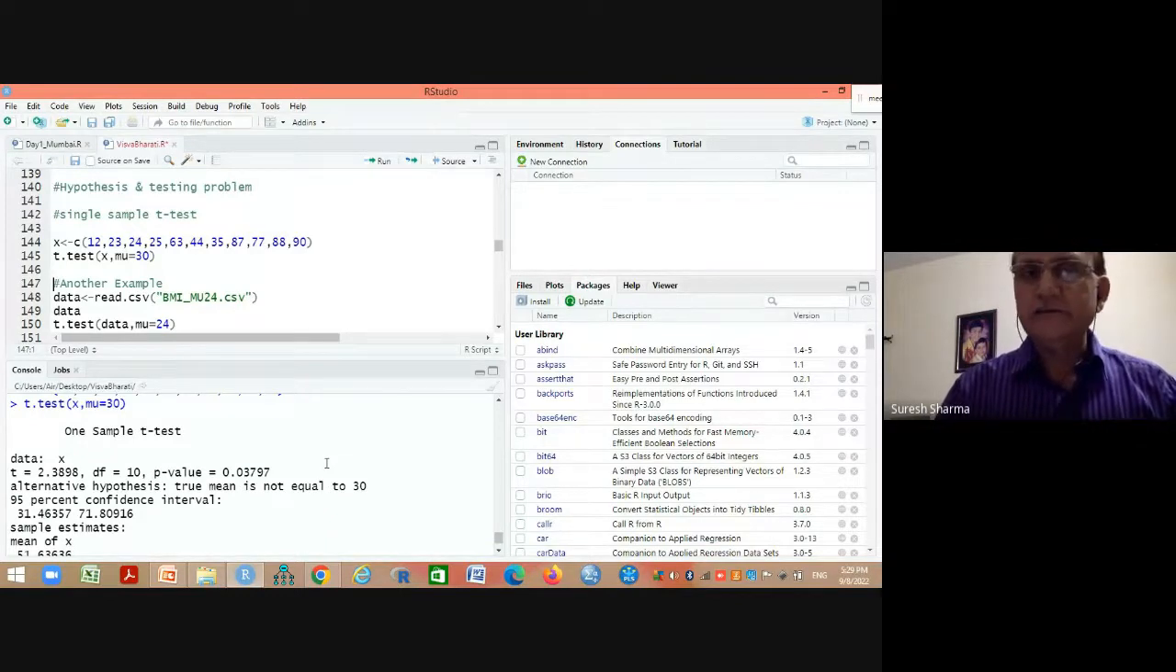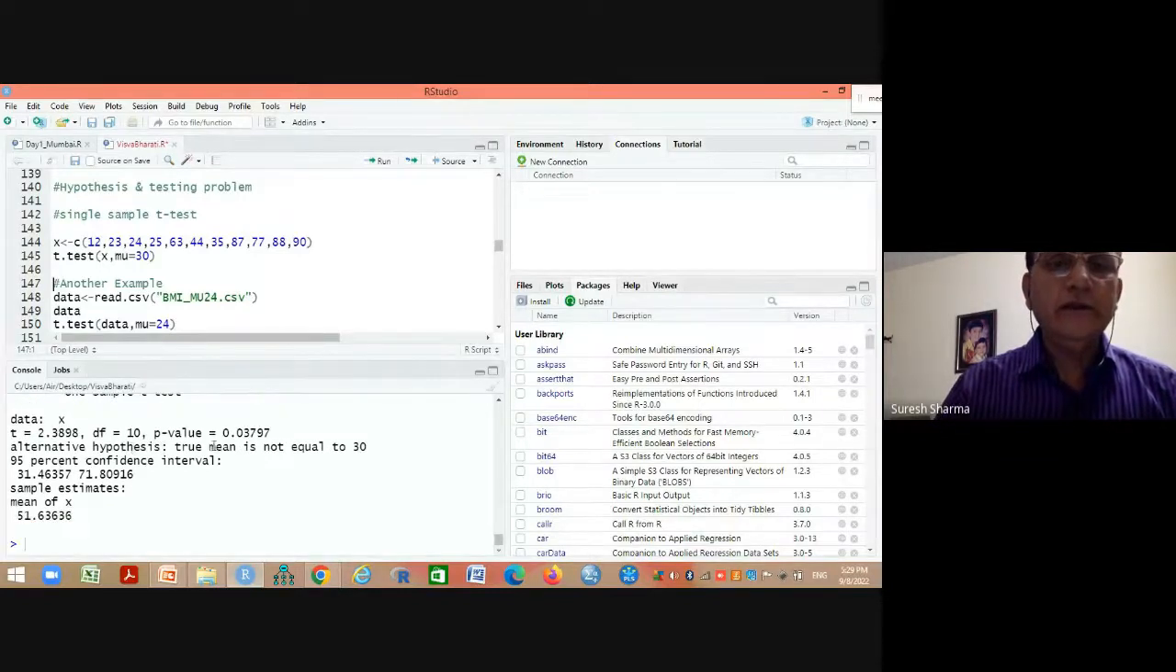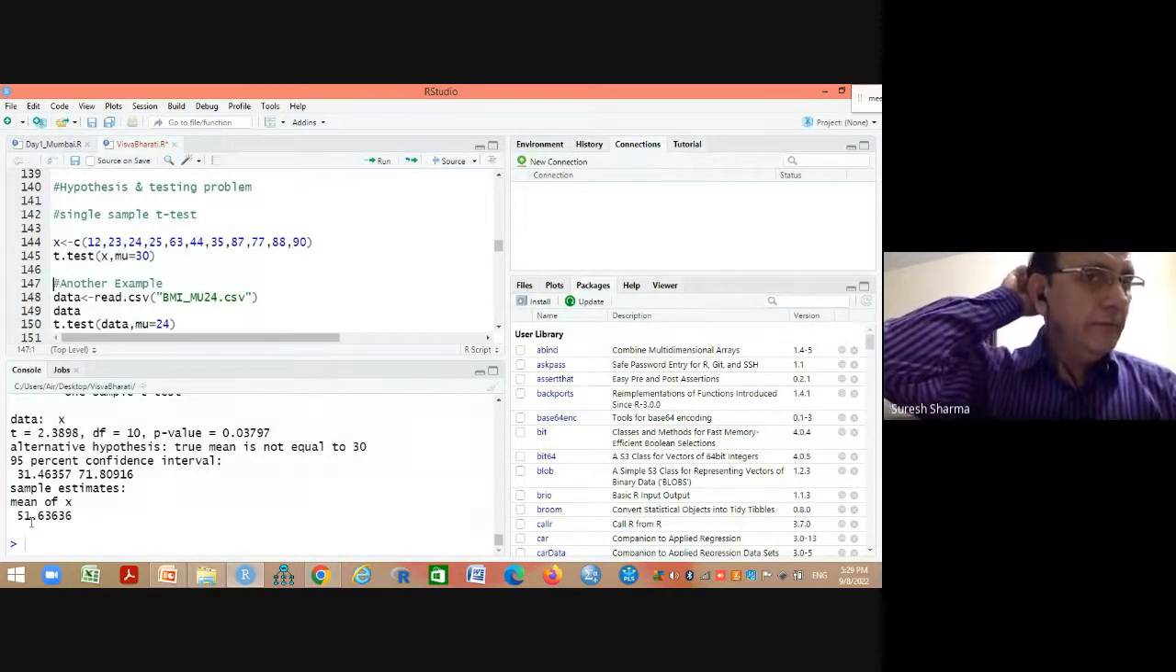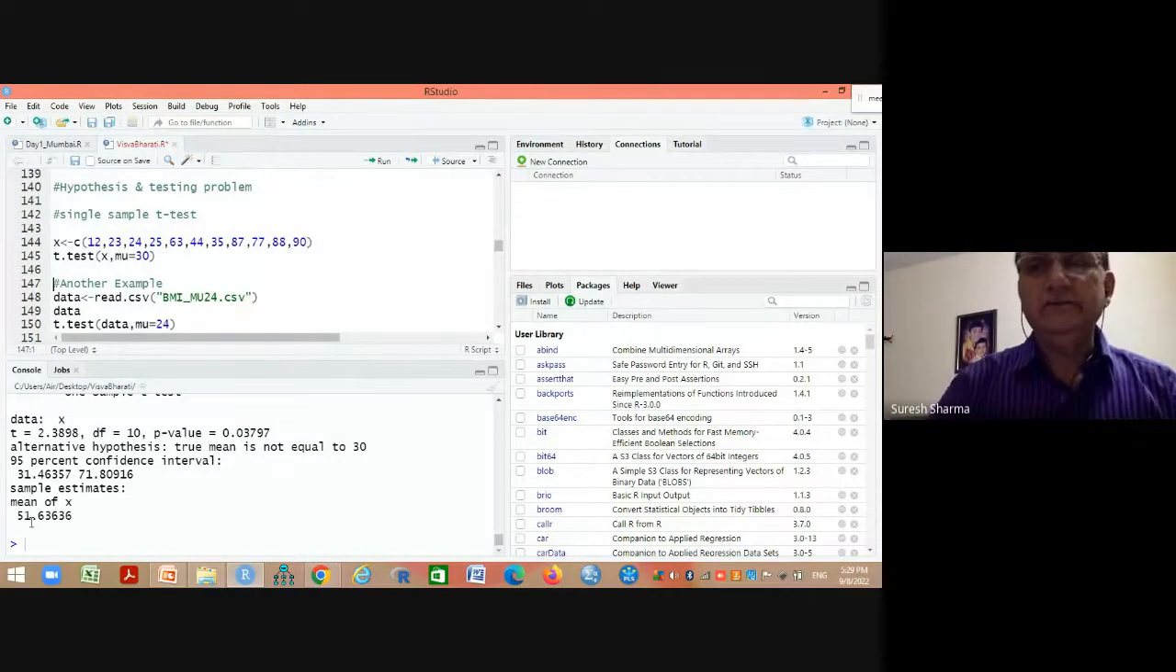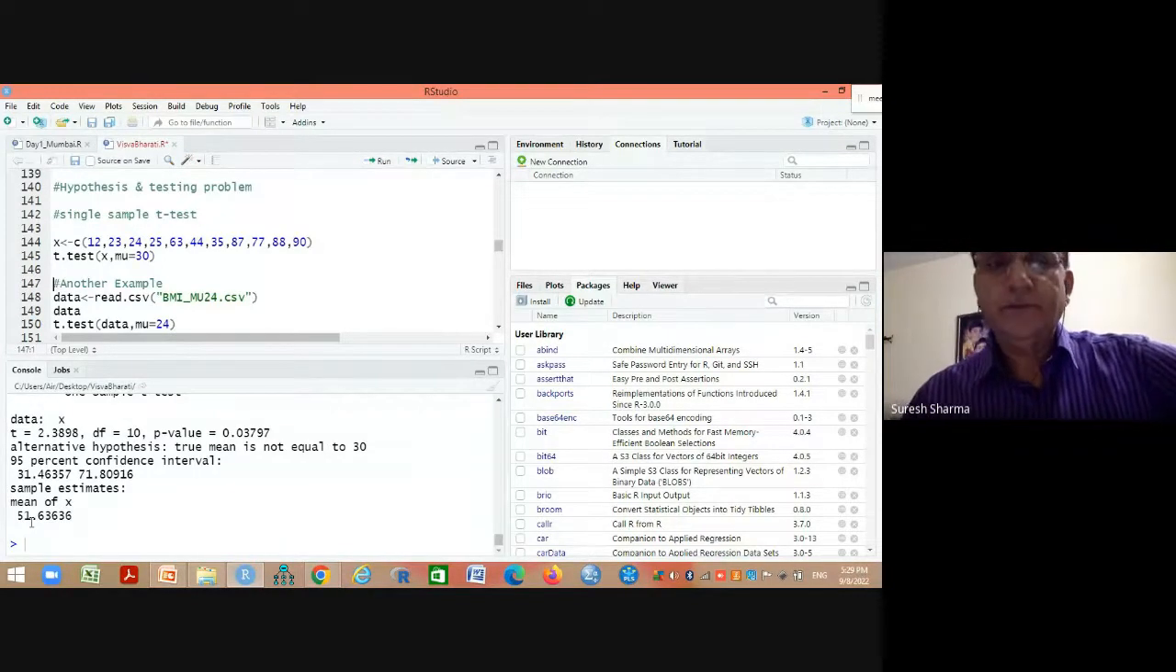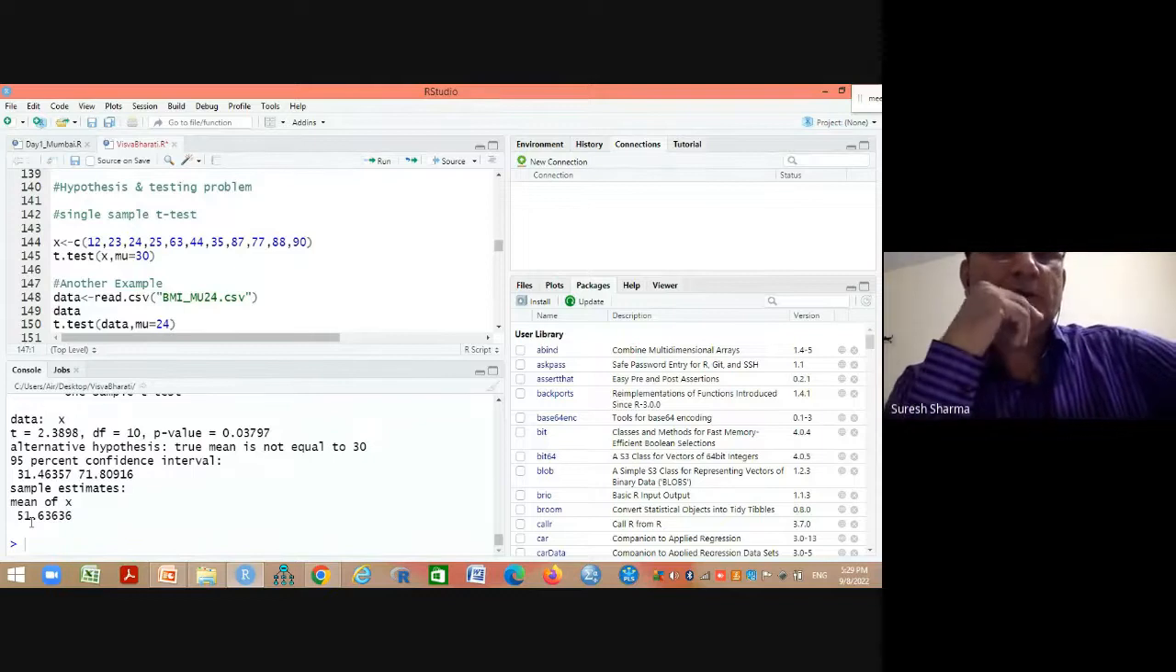Now somebody may ask whether it is more than 30 or less than 30. You just look at the mean. So mean is given here. The true mean is not equal to 30. That's a correct answer. And this is the mean actually. The sample mean is coming out to be 51. That means people are higher than the age of 30 rather than lower than the age of 30 in this population. So that is the final conclusion.